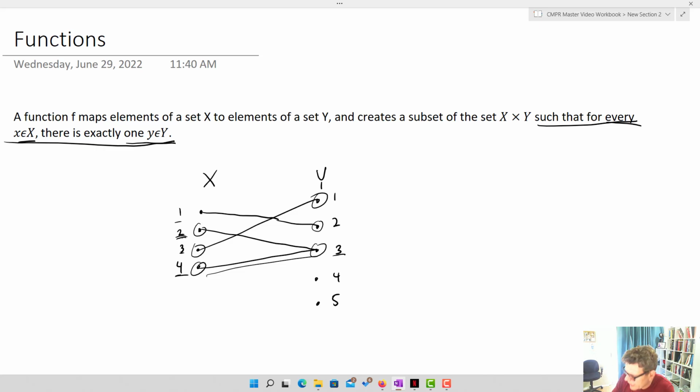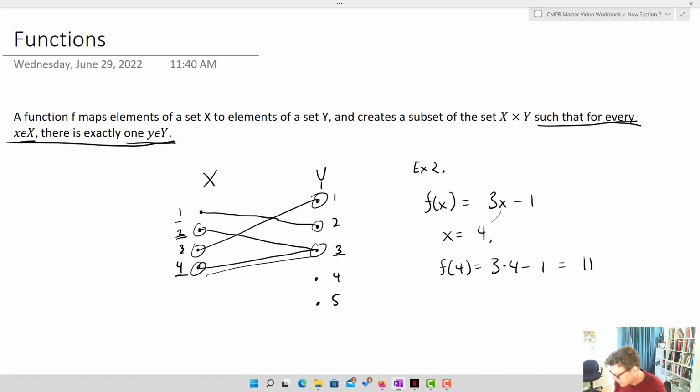So another one, if we were looking algebraically, we'll call this example 2, is we'll take f of x equals 3x minus 1. So any element that I take for x, let's say I let x equal 4, and I plug that in, what I'm going to get is f of 4 equals 3 times 4 minus 1, which equals 11. All right? There's no other way to get anything else when I plug in 4 other than 11. That's just how this thing is defined algebraically.